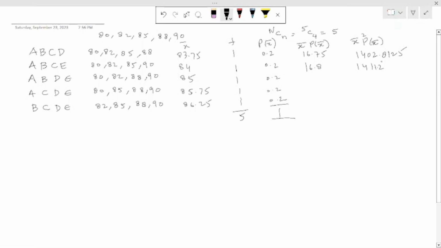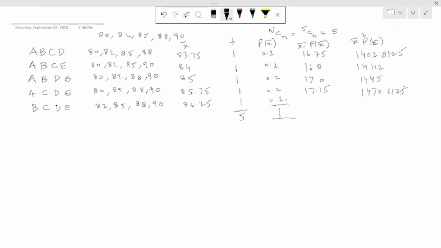Then 85 times 0.2 gives us 17 as the answer, and then multiply this again by 85 would give us 1445. Then 85.75 times 0.2 is 17.15, and then multiply this again by 85.75 would give us 1470.6125.